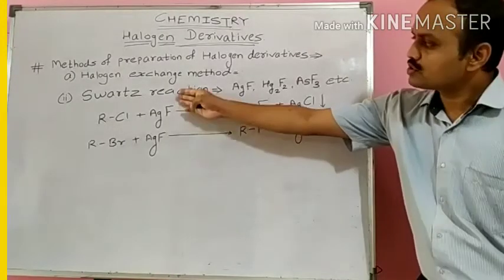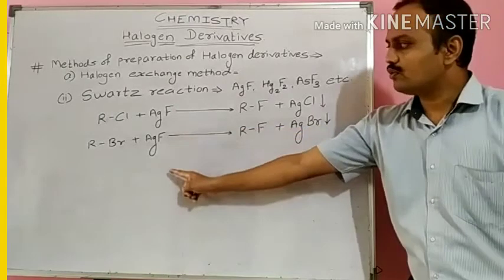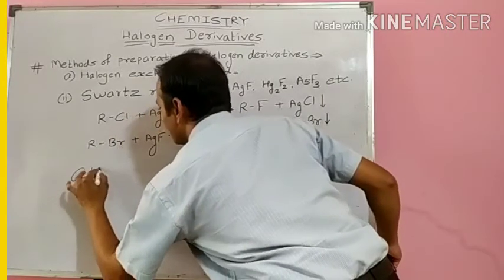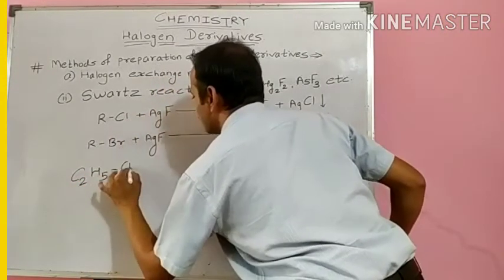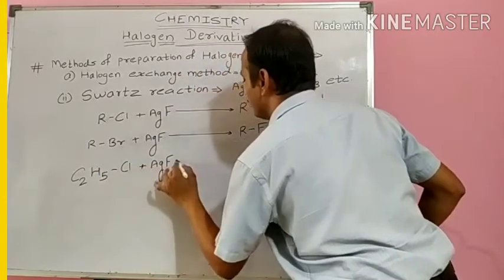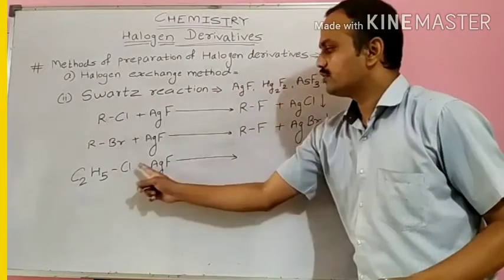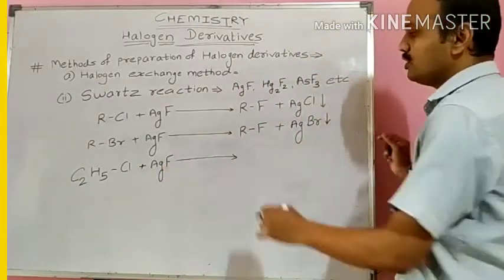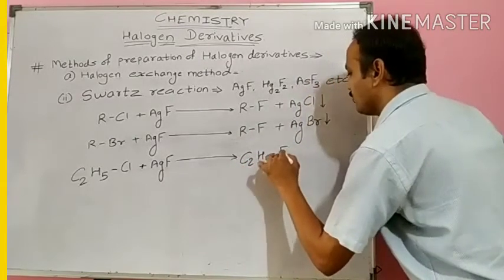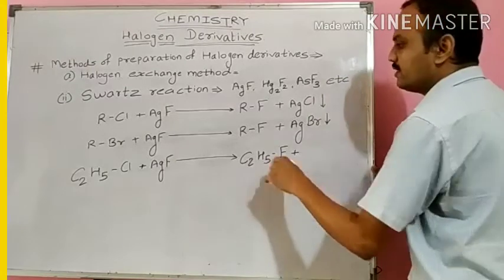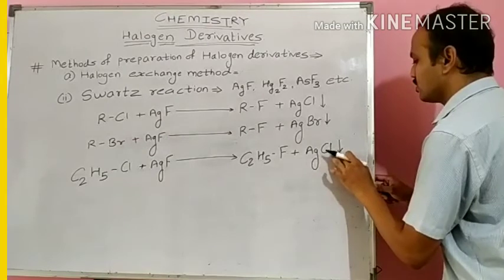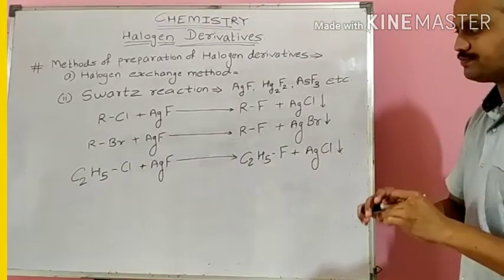In this Schwarz reaction, we will take the example of RCl plus AgF: C2H5Cl plus AgF, meaning ethyl chloride plus silver fluoride, gives on halogen exchange C2H5F, that is ethyl fluoride, plus silver chloride in the form of precipitate.